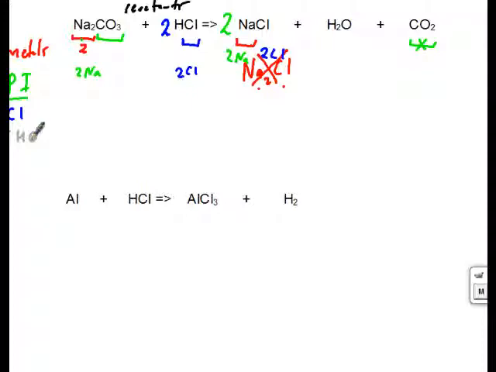So let's check our carbons. In this compound here, we have 1 carbon. We've also got 1 carbon in carbon dioxide, so our carbons are balanced already. Don't have to change our carbons. Next, look at our hydrogens. No hydrogen in sodium carbonate. We do though now have 2 hydrogens here. Where's hydrogen on this side of the equation? We've got 2 hydrogens here, so hydrogen is balanced.